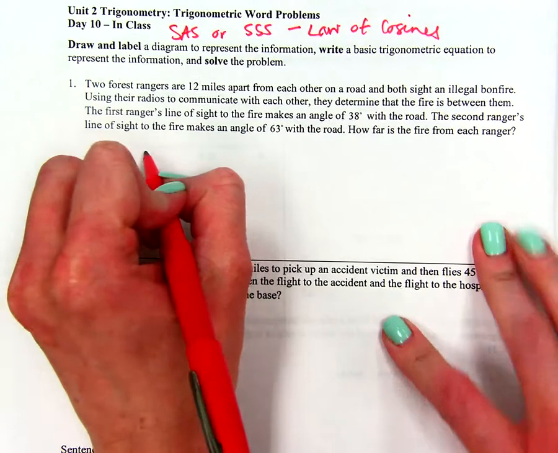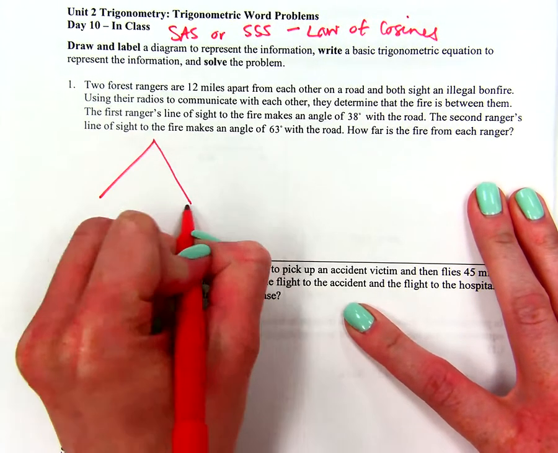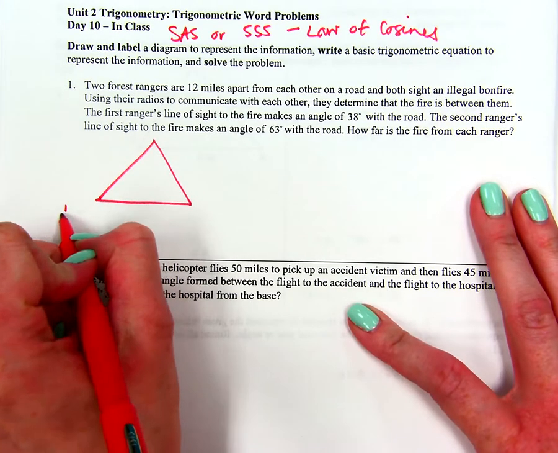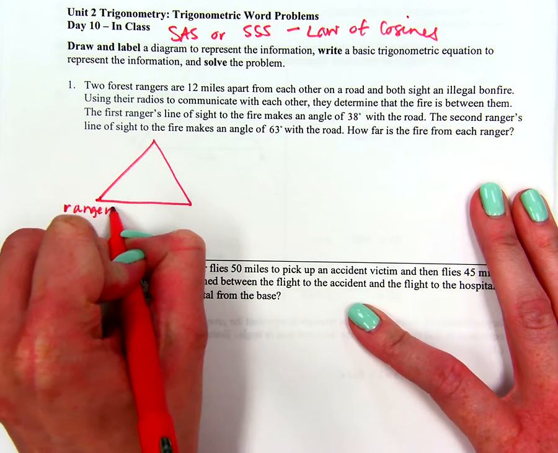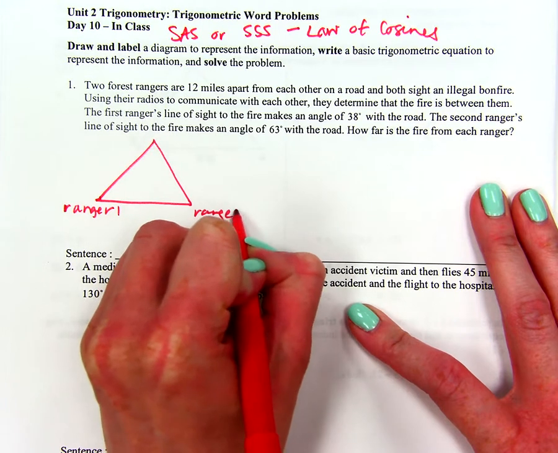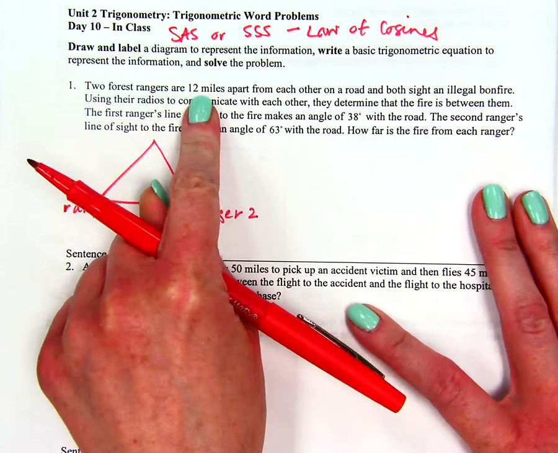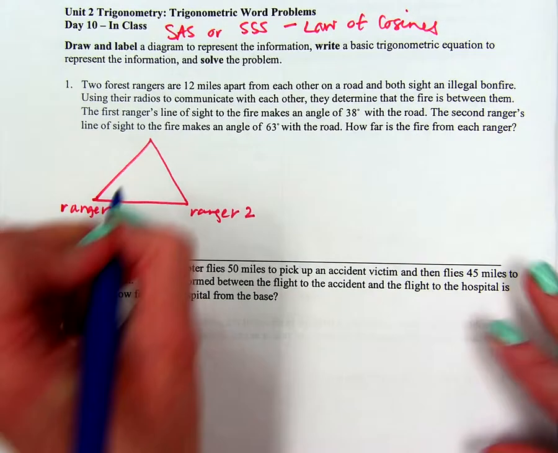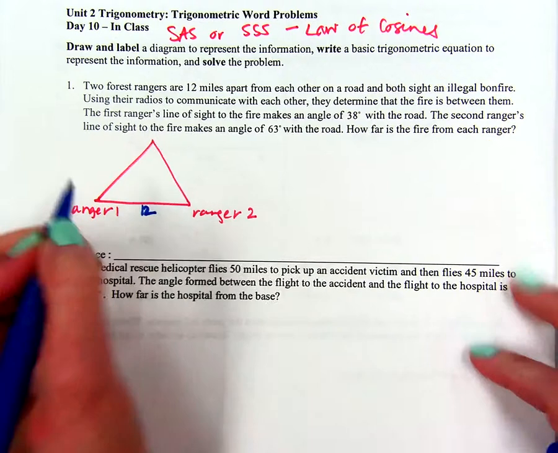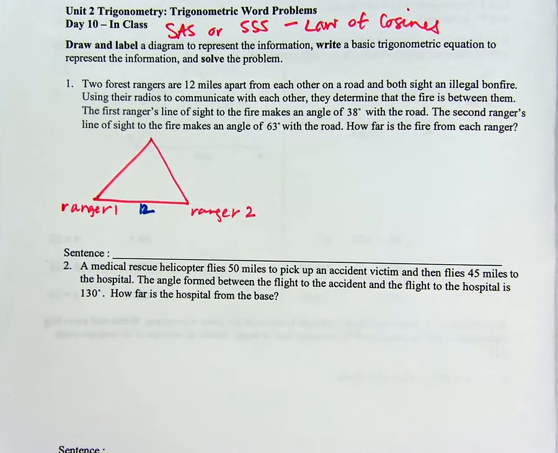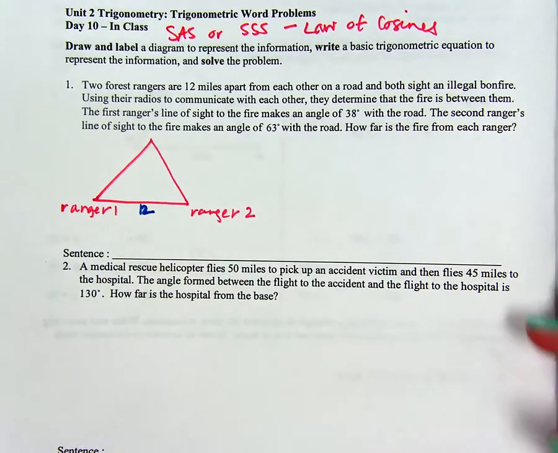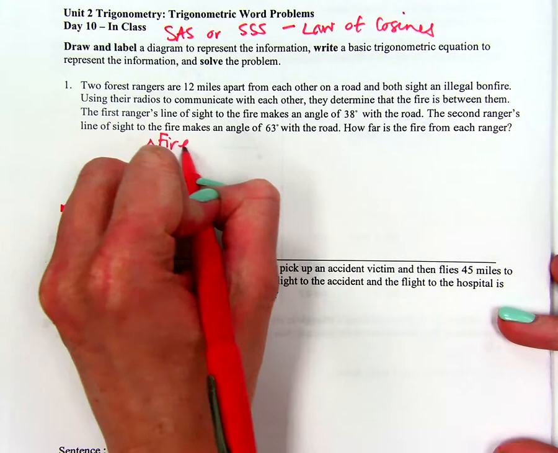So let's just go ahead and start, going with a triangle here. It says two forest rangers, so let's call this Ranger 1 and Ranger 2. They're 12 miles apart, so we know that the distance in here is 12. That's a given for us. It says, using their radios to communicate with each other, they determined that the fire is between them. So the fire is going to be back here. I'm going to label this third side up here our fire.